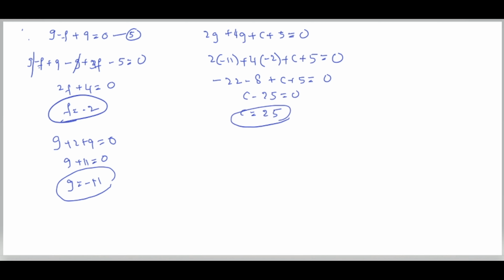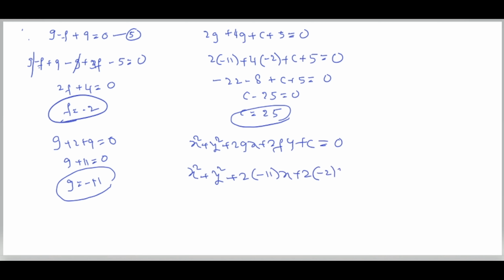Substituting g, f, c values in the general equation, that is x square plus y square plus 2gx plus 2fy plus c is equal to 0. Therefore x square plus y square plus 2 into g, minus 11, into x, 2 into f, minus 2, into y plus 25 is equal to 0. Therefore x square plus y square minus 22x minus 4y plus 25 is equal to 0. This is the general equation of the circle. Now we prove that the given points are concyclic points.